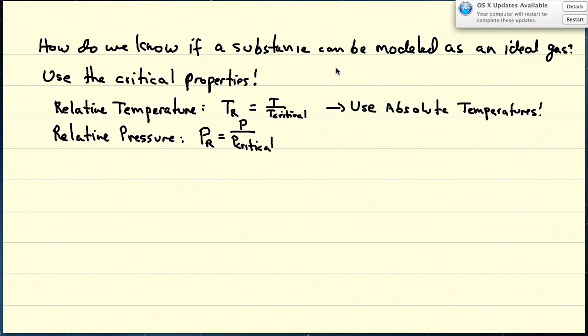And of course, you have to use absolute values here too, but pressure we generally think of as being the absolute pressure as opposed to the gauge pressure, for example. But just to be consistent, we'll go ahead and say that we need to make sure that we use the absolute pressure, not gauge.